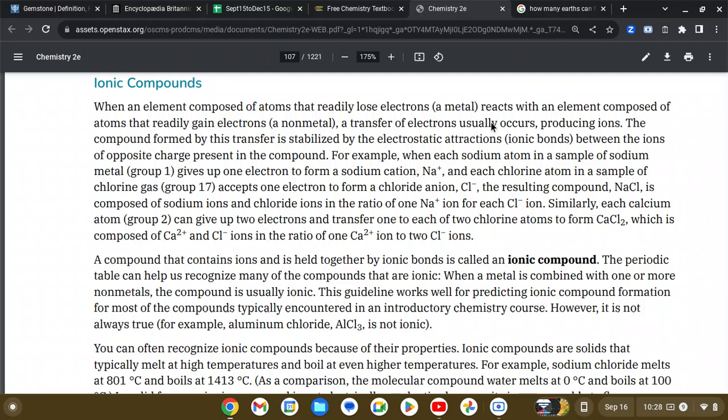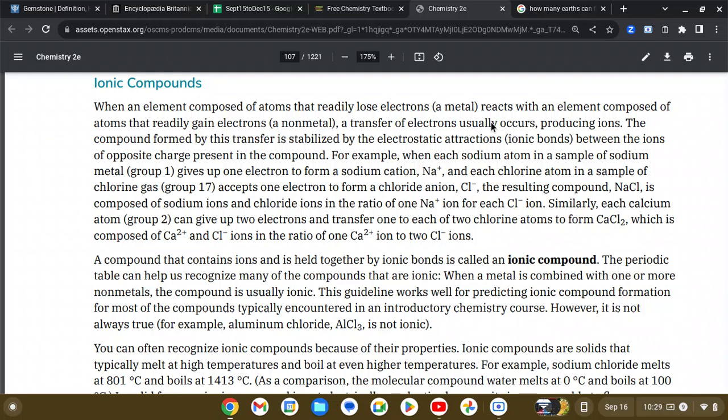A compound that contains ions and is held together by ionic bonds is called an ionic compound. The periodic table can help us recognize many of the compounds that are ionic. When a metal is combined with one or more nonmetals, the compound is usually ionic. This guideline works well for predicting ionic compound formation for most of the compounds typically encountered in an introductory chemistry course. However, it is not always true. For example, aluminum chloride, AlCl3, is not ionic.